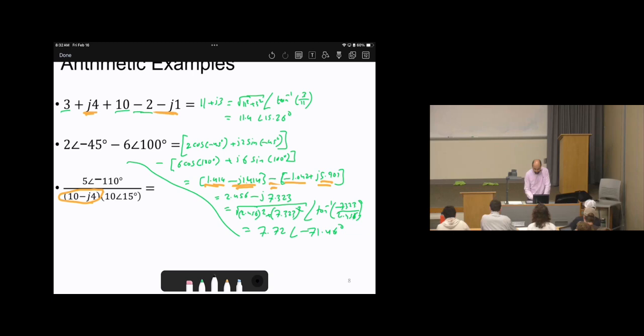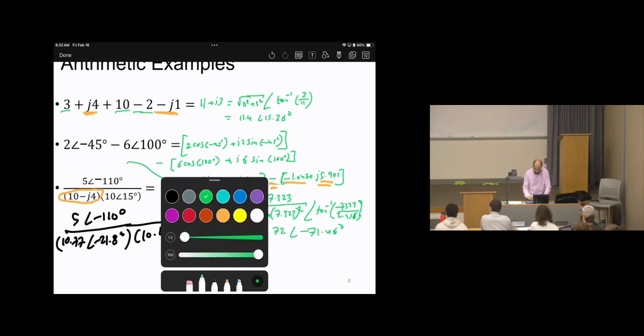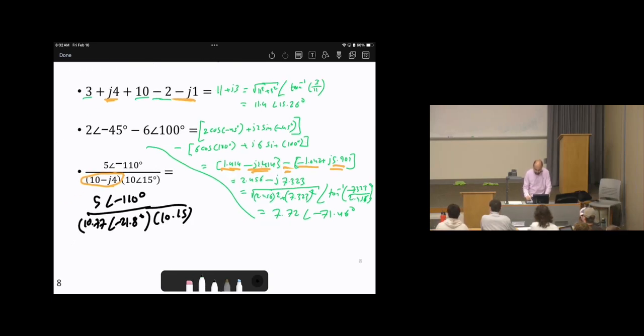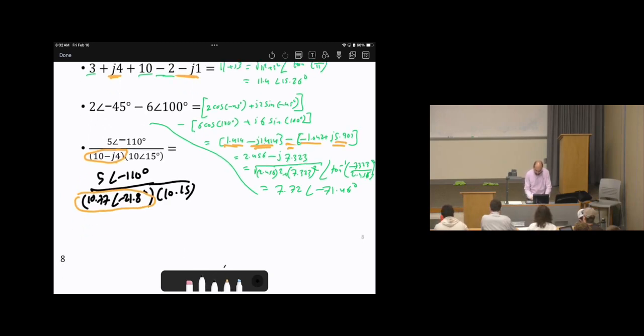After converting this to polar, it will be 5 angle negative 110 degrees divided by 10.77 angle negative 21.8 degrees, times 10 angle 15. Now after converting this to polar, I'm ready to do the multiplication and division. Let's group the magnitudes together and the angles together. It will be 5 divided by, here I missed the angle, 10 angle.